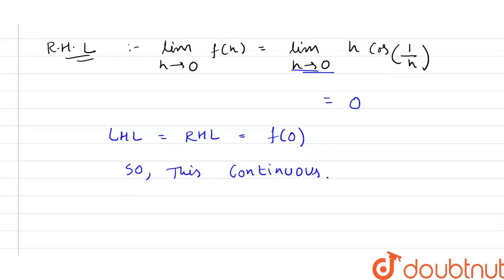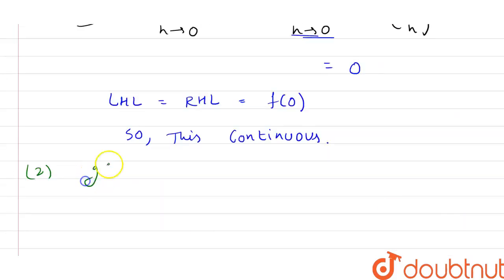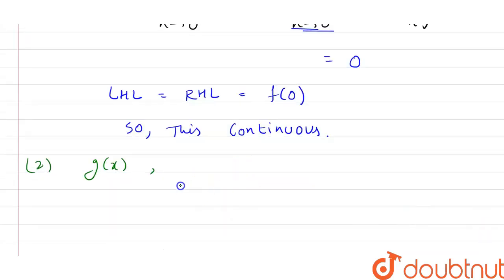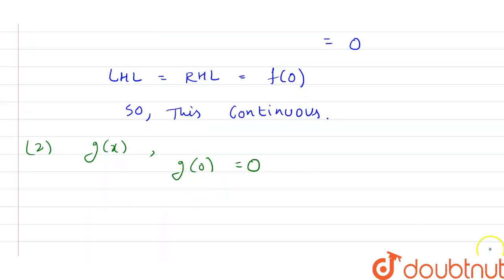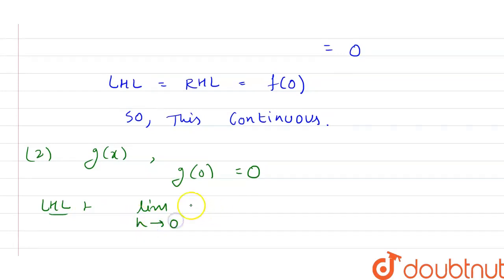Now similarly, we solve the second part, g(x). At x equal to 0, g(0) is 0. Now we find the value of the LHL, which is the limit as h tends to 0 of g(-h).